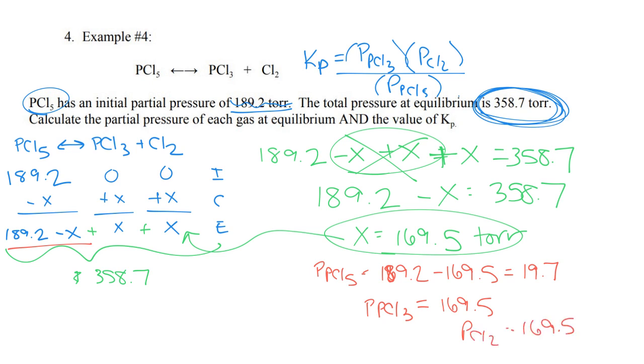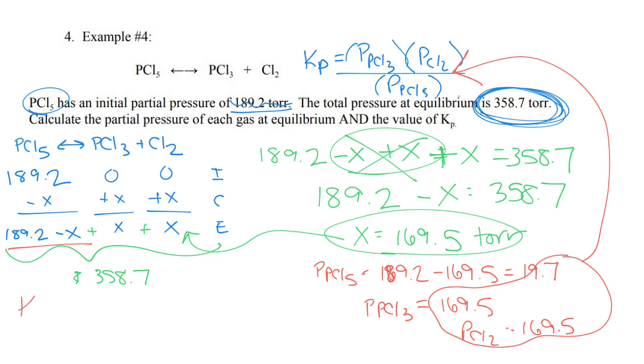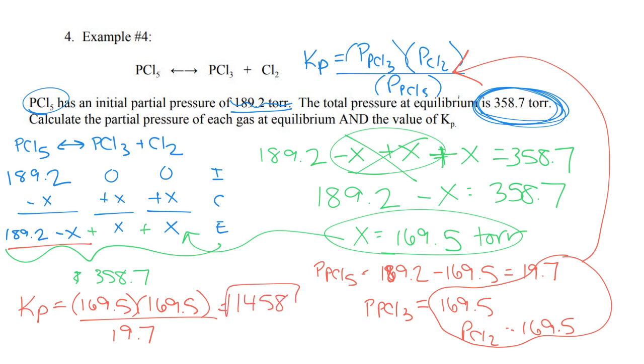Now, I could go ahead and I can plug all of these numbers back in here to my expression for K, and I can solve for Kp. So I would end up with 169.5 times 169.5 over 19.7, and you get a big number, 1458. So that would be my K value.